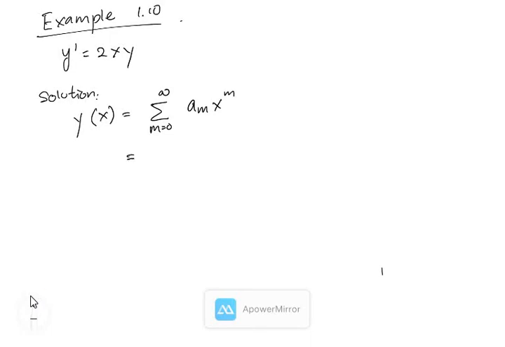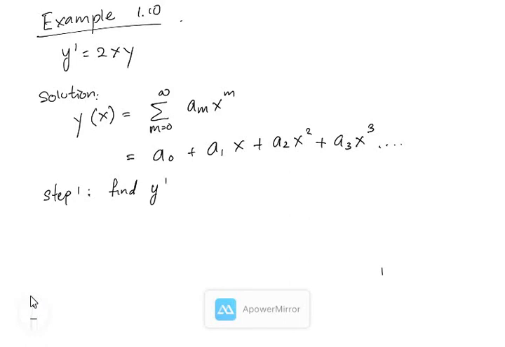This will result in a0 when m equal to 0, with x to the power of 0, and then a1 x to the power of 1 plus a2 x to the power of 2 plus a3 x to the power of 3, and so on. So the first step, you have to find y prime. y prime equals the summation from m equal to 0 to infinity of m a_m x to the power of m minus 1. You differentiate y(x), so you get y prime(x).